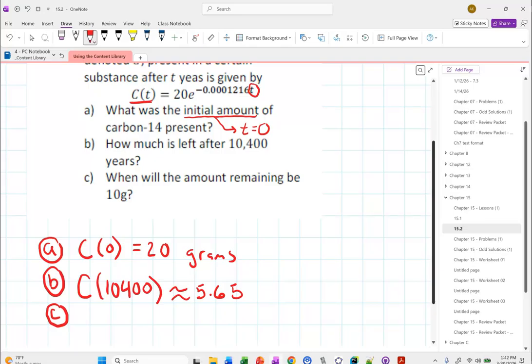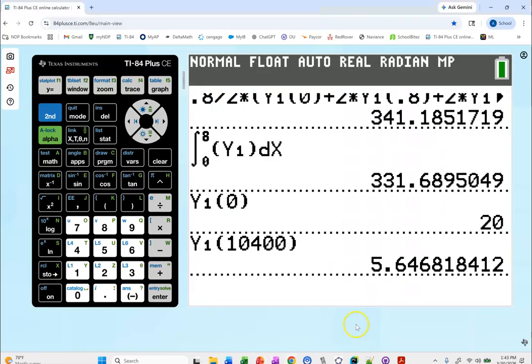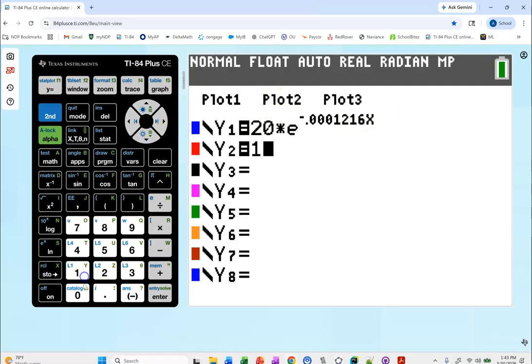Part C says, when will the amount remaining be 10 grams? So that's a value for C of T. We need to be solving for a T that gives us 10, right? Is everybody okay with my initial setup? To solve this equation, I'm going to do this graphically. I have my equation for the amount remaining, and then an equation for y equals 10. And I'm going to look for the intersection between them.